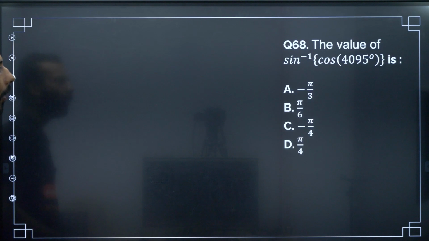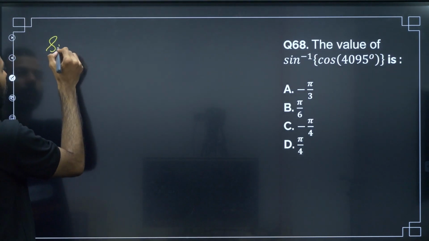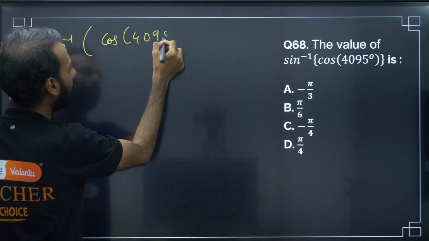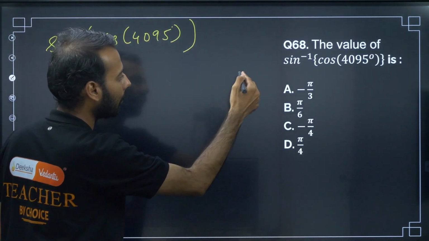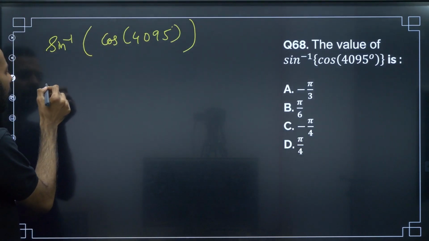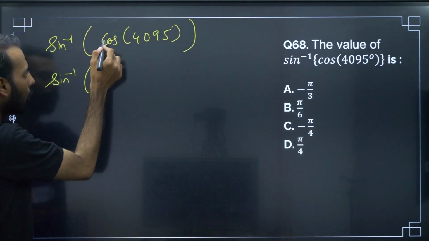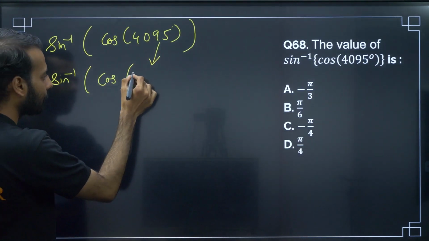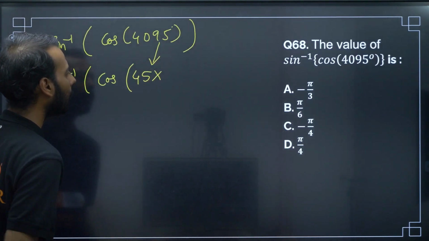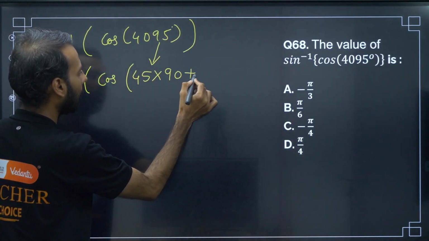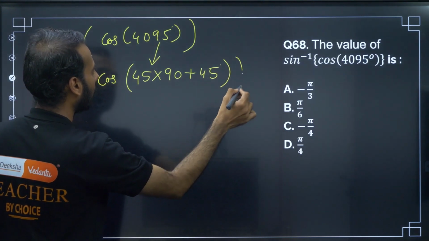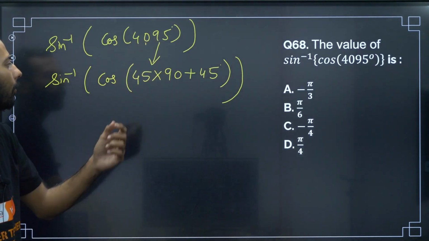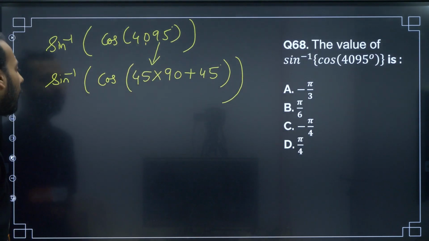Going to the next question. The value of sine inverse cos of 4095 degree is, they're asking to find the value of this. So let me write this sine inverse as it is. Let me write this cos as it is. For 4095, I will split this as 45 into 90 plus 45. If you multiply this and add this, you are going to get 4095. So I am writing it like this.